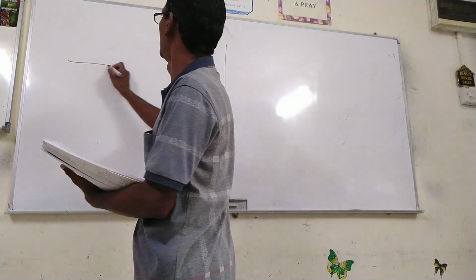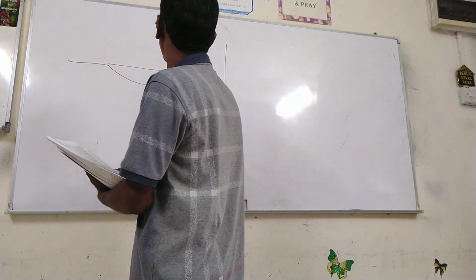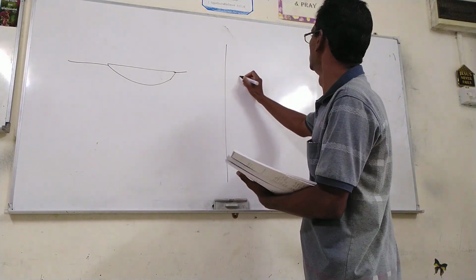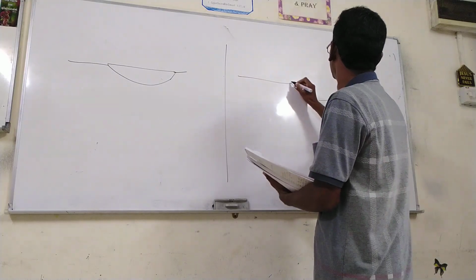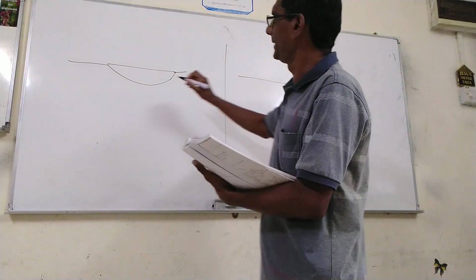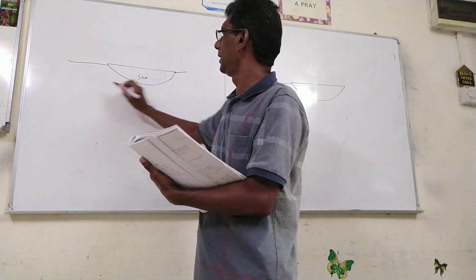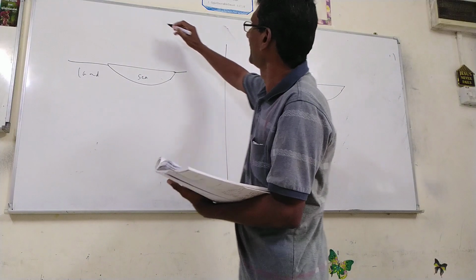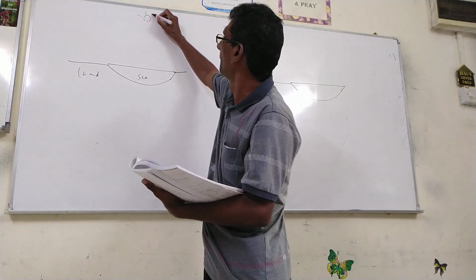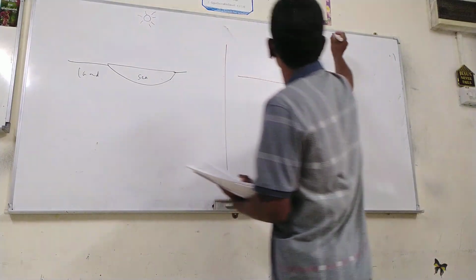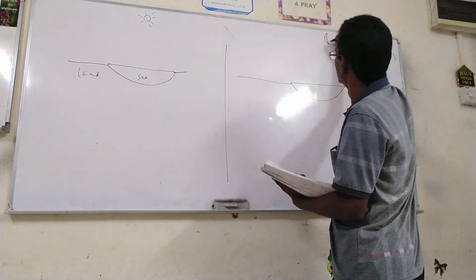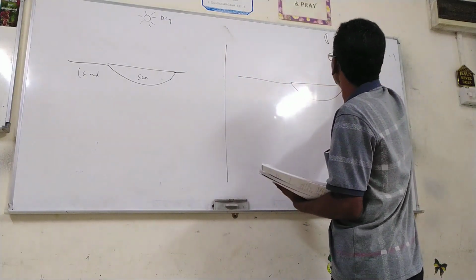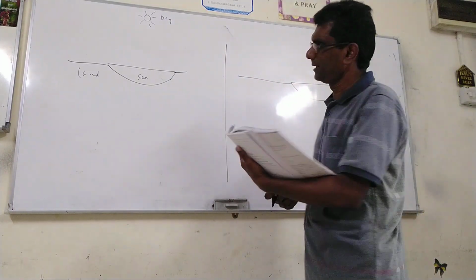Okay, this one is land. This is sea. This is land. This one is the sun, daytime. This one is the moon, nighttime. This is daytime, this is night.